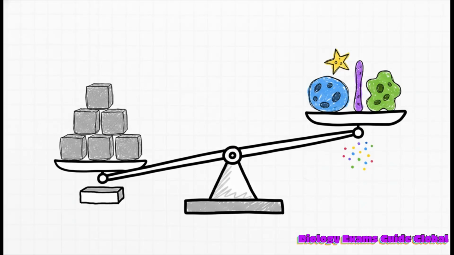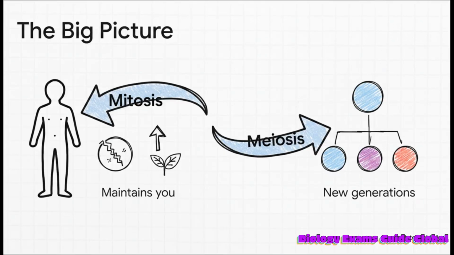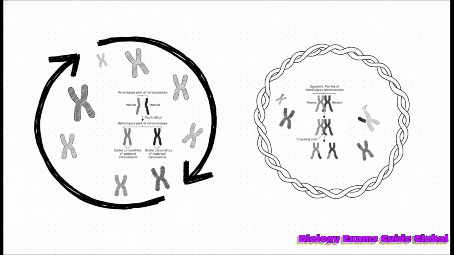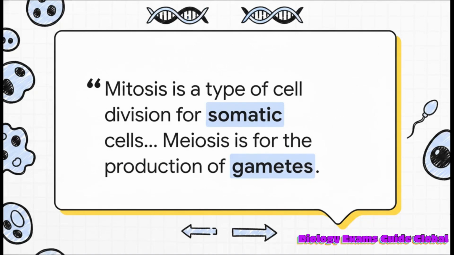So why do we even need both? It really boils down to this: identity versus diversity. Think of it this way. Mitosis is for identity. It keeps you going. Meiosis is for diversity. So you have one process that's all about perfect replication, and the other that shuffles the deck. Ultimately, they're just two specialized tools for two totally different but vital purposes.